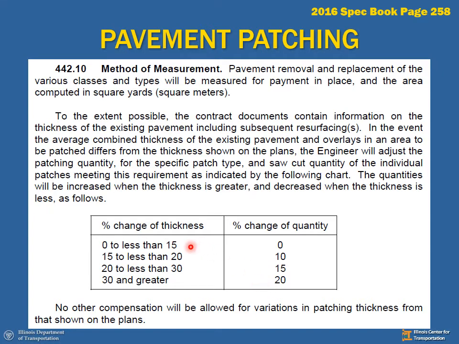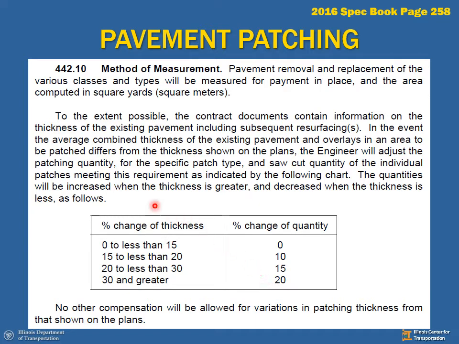So here we go. Up to 15%, from 0 to 15% change, there is no change in quantity. We're considering that just part of the construction process, and there is no change in quantity paid to the contractor. From 15 to just below 20% change in thickness, we're going to give a 10% change in quantity. You can see the rest of them here: from 20 to 30, we're going to give them 15% change, and if it's 30% change in thickness or greater, we're going to change the quantity by 20%.